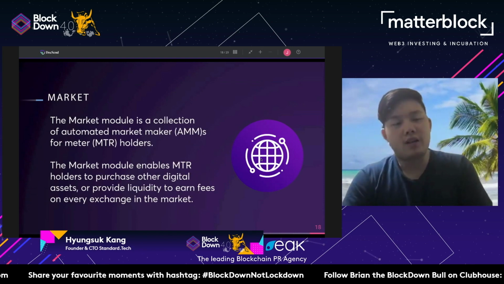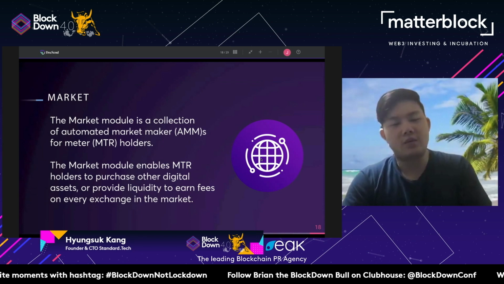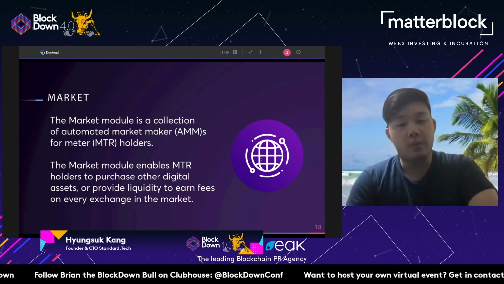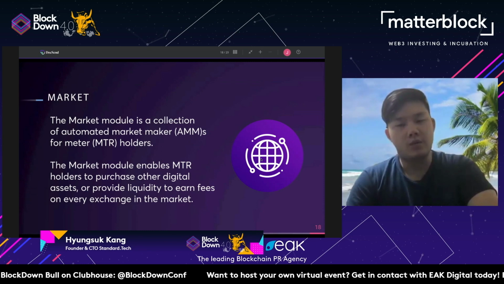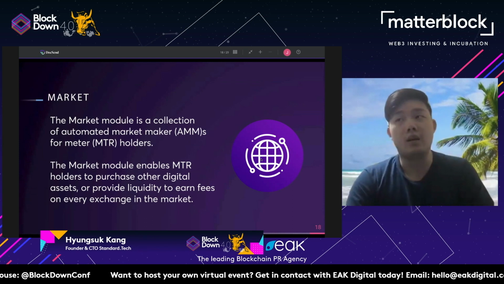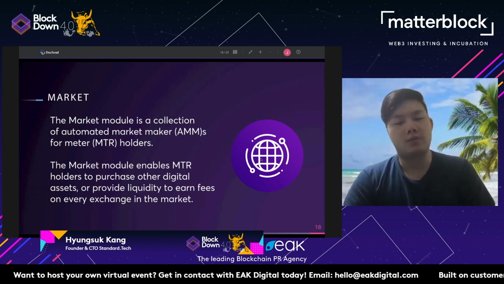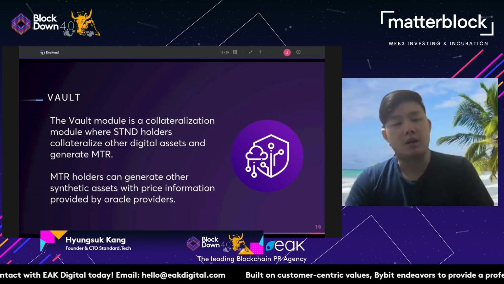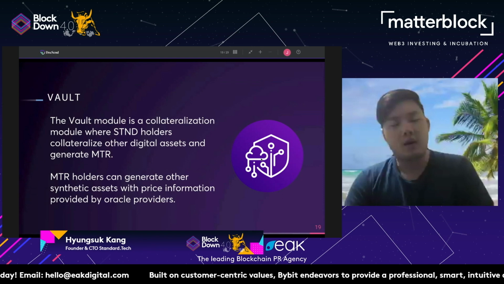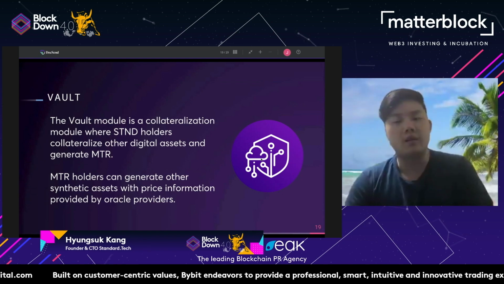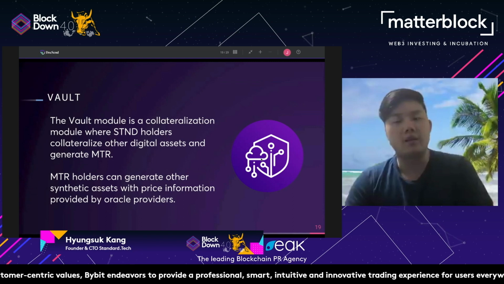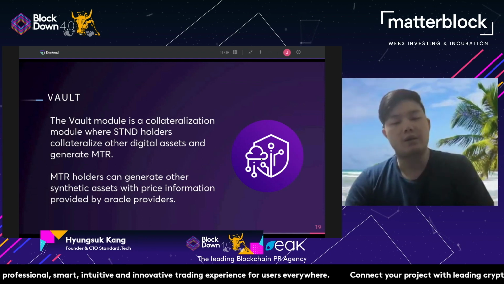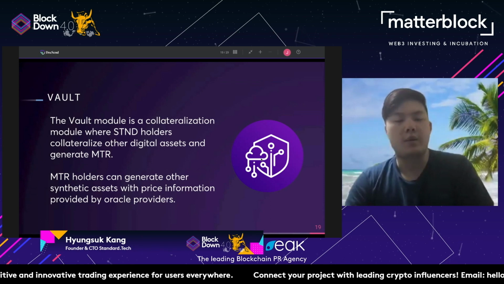For the market, it's the implementation of Uniswap v2 in the Rust language, and there will be a lot of tokens that can be traded freely. We also provide Meter pairs, but only liquidations will be thrown into Meter pairs to purchase collateral at a cheaper price. For the vault, we have come up with the CDP generation algorithm. Standard holders or native currency holders using XCM can collateralize other digital assets and generate Meter tokens, or Meter tokens can generate other synthetic assets with the price information provided by the Oracle providers.